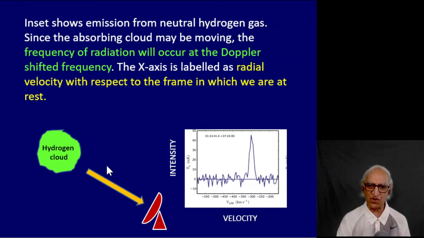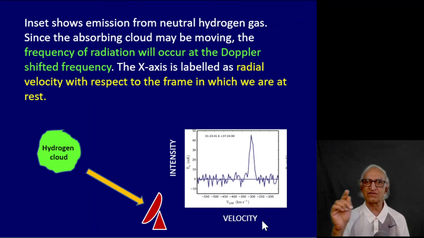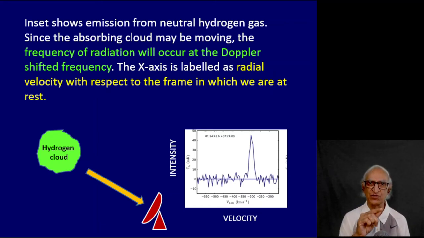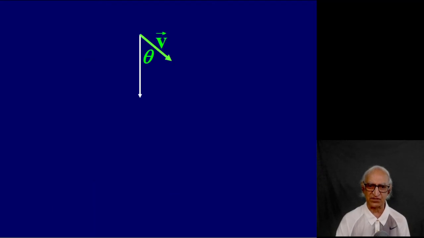So what astronomers usually do is plot the intensity as a function of velocity, because remember Doppler shift is delta nu by nu equal to delta lambda by lambda equal to v over c, where v is the velocity of the source in the direction of the observer and c is of course the speed of light. Therefore, this is the sort of profile that you expect to see when you use a radio telescope to detect 21 centimeter radiation from neutral hydrogen atoms in interstellar space.